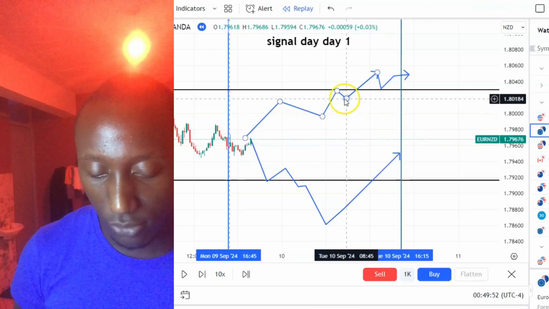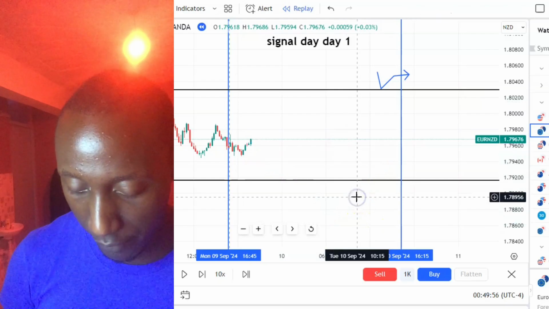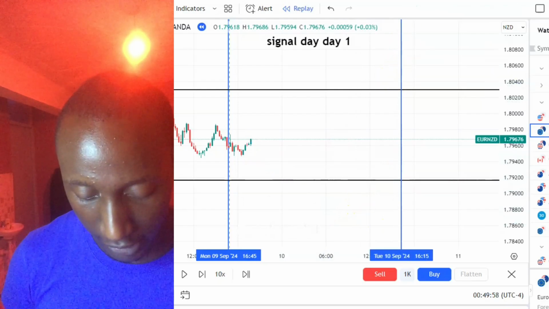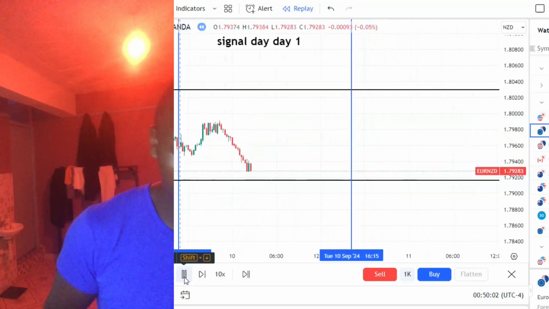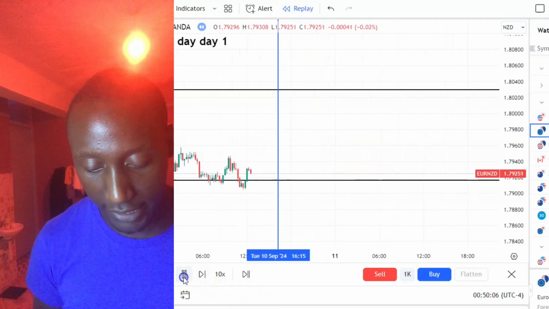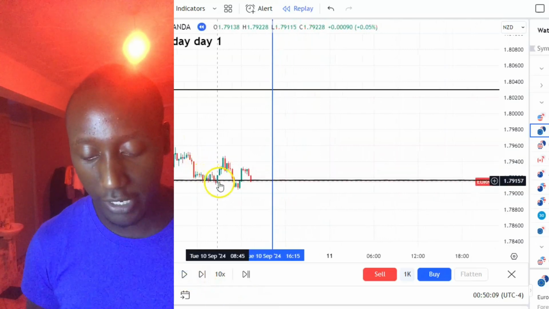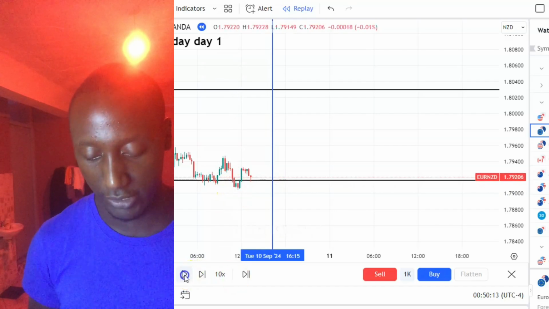So what happened on Euro NSD on Tuesday? So we will play this out and then see what happens. So I'm using the 15-minute time frame to analyze this market. And you can see clearly price has broken out. All right, so let's see how the day closes.